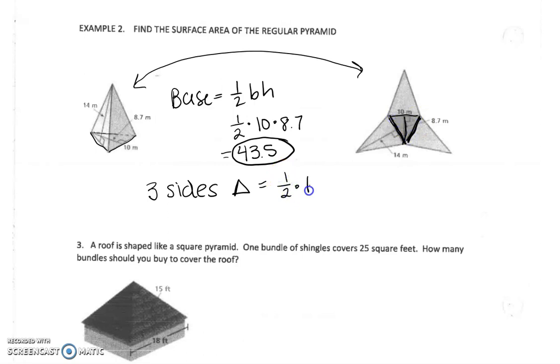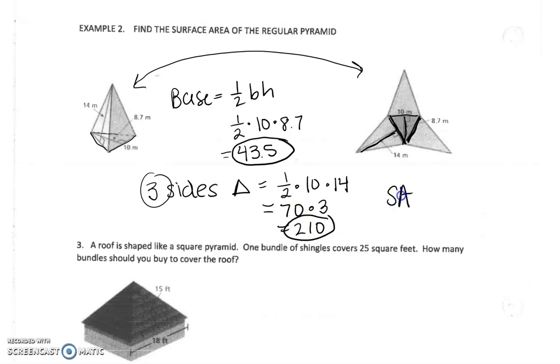So it's 1/2 of 10, but be careful, the height of the side triangles is 14. The height of the base was 8.7, the height of the side triangles is 14. So half of 10 is 5, times 14 gives you 70. Remember, I have 3 of those because I have 3 sides, so 70 times 3 is 210.